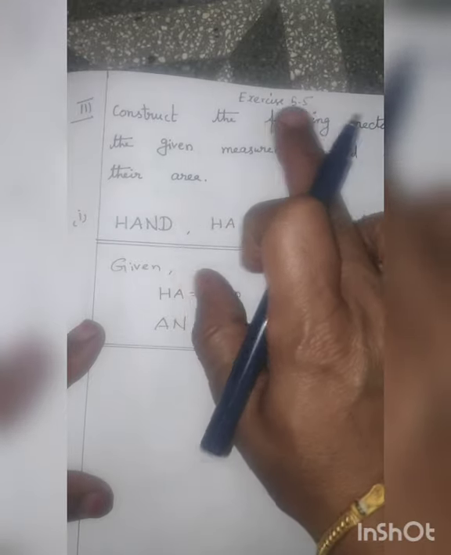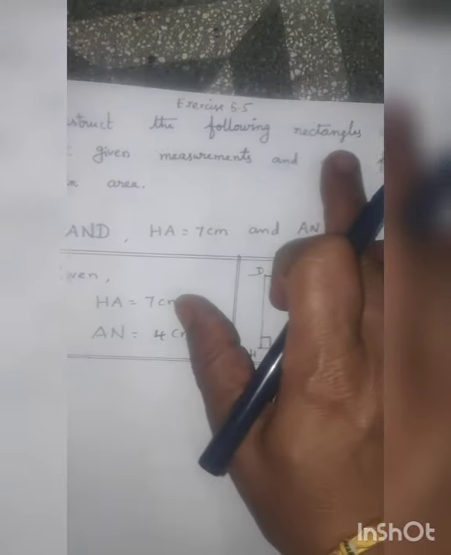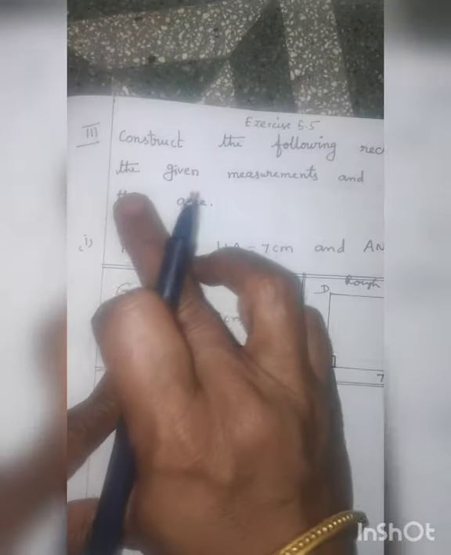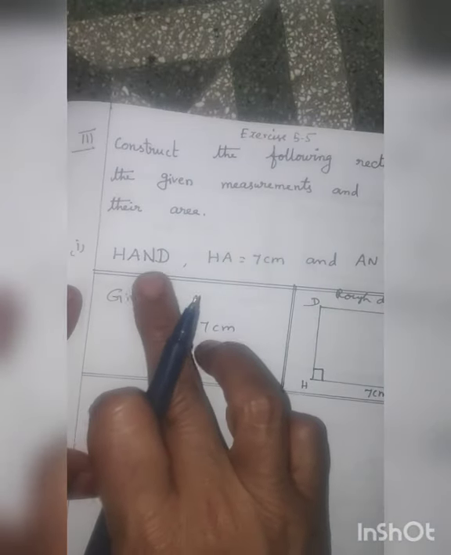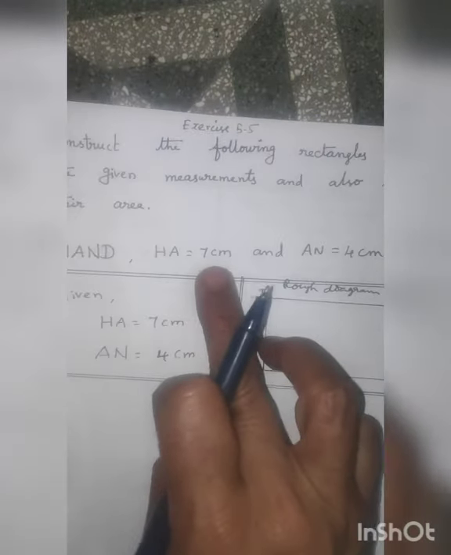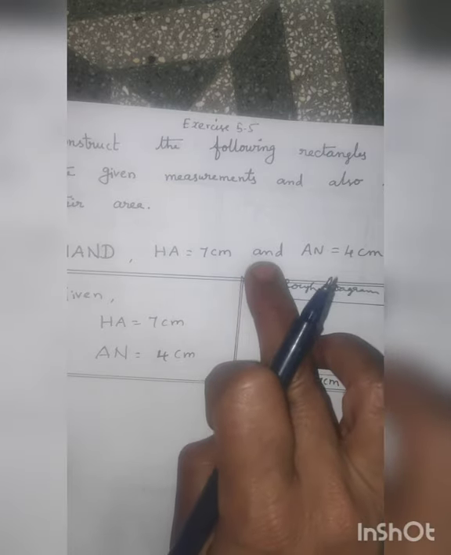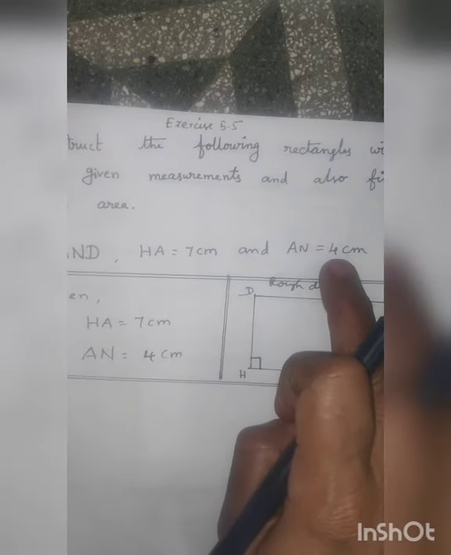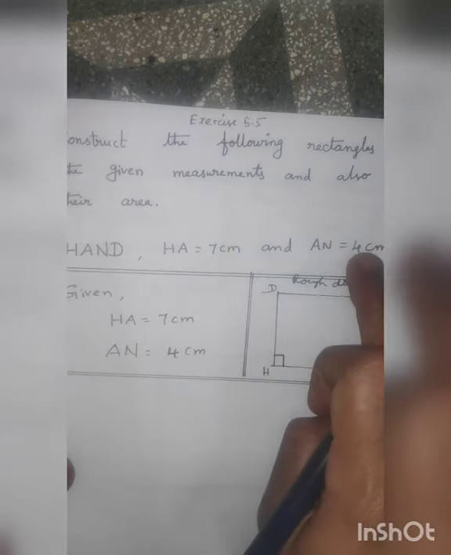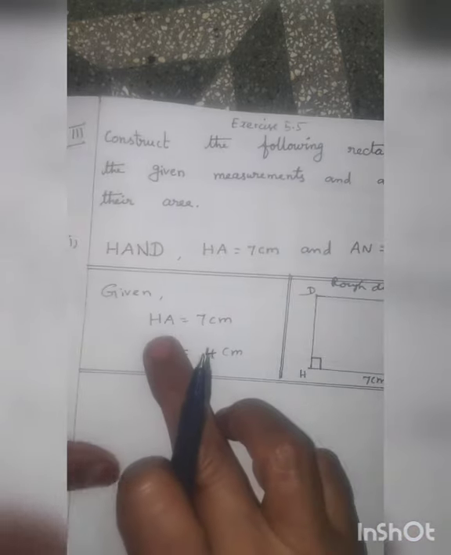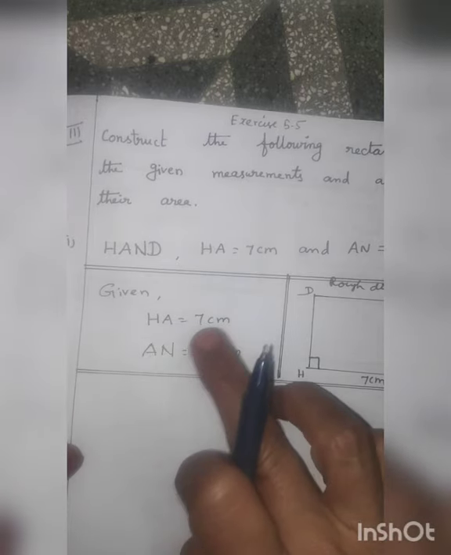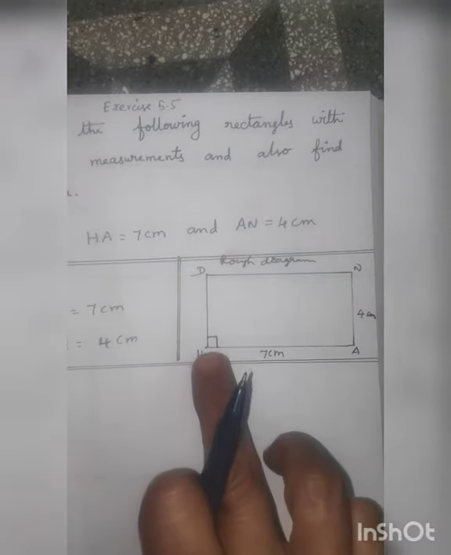Exercise 5.5. Construct the following rectangles with the given measurements and also find their area. HAND, HA equal to 7 centimeter and AN equal to 4 centimeter. Given two sides, you draw the rectangle. What is given? HA equal to 7 centimeter, AN equal to 4 centimeter.